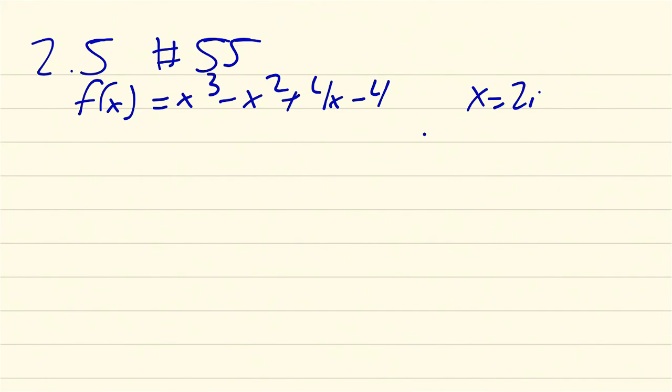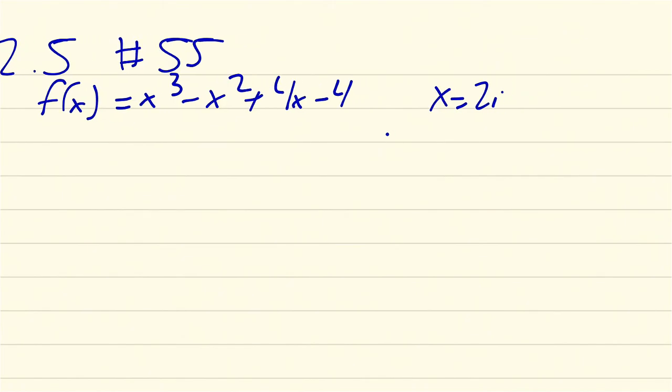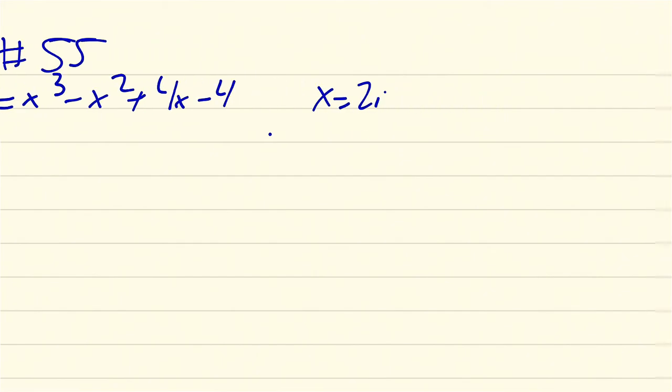Section 2.5, number 55, the directions are use the given 0 to find all the zeros of the function. So the function we have is f of x equals x to the third minus x squared plus 4x minus 4, and the 0 that we're given is 2i. Now remember, one thing that we can assume if we have a complex 0 is that the conjugate of that is also a 0. So x equals negative 2i is also a 0.